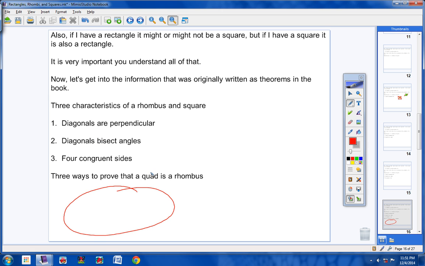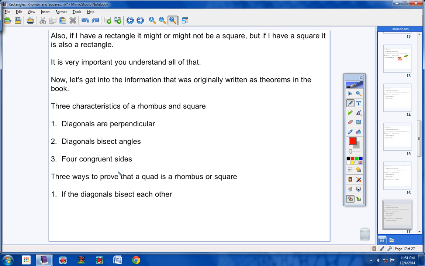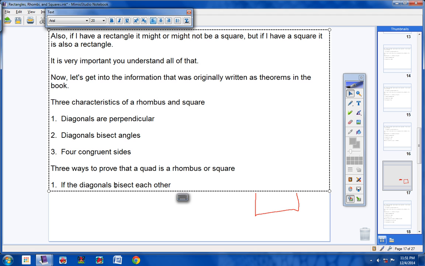3 ways to prove that a quadrilateral is a rhombus. Here we go. Number 1, if the diagonals bisect each other, okay? So if you have a quadrilateral like this, I don't know why I put that. That's not right. I'm having a great day today. Guys, fix this. Man alive. You can tell I made this video late after the basketball game. If the diagonals are perpendicular. Okay, fix that please. Thank you.